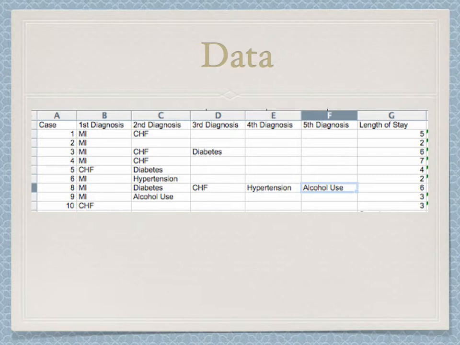Here is our data for 9 patients. One case of ACL surgery was removed for standardization. We have 5 different diagnoses, including MI, congestive heart failure, diabetes, hypertension, and alcohol use. We also have the length of stay of each patient seen to the far right.